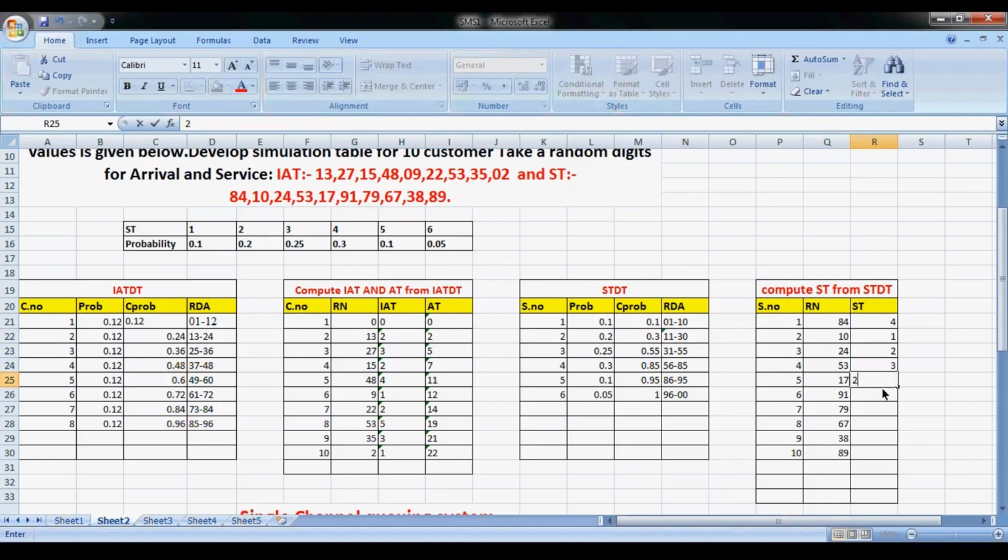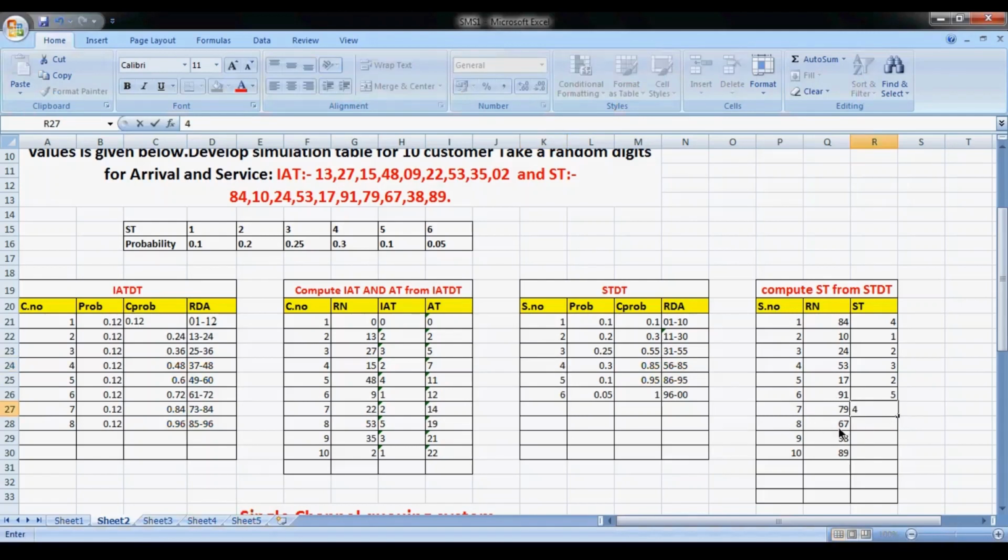So I will write 2. 91 is there. 91 is falling under this range, so its service number is 5. So I will write 5. So next is 79. 79 is falling under this range, so its value is 4. So I will write 4.